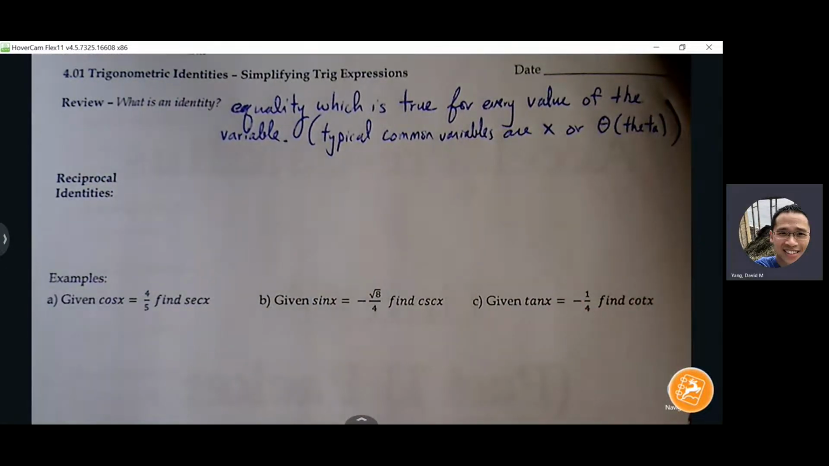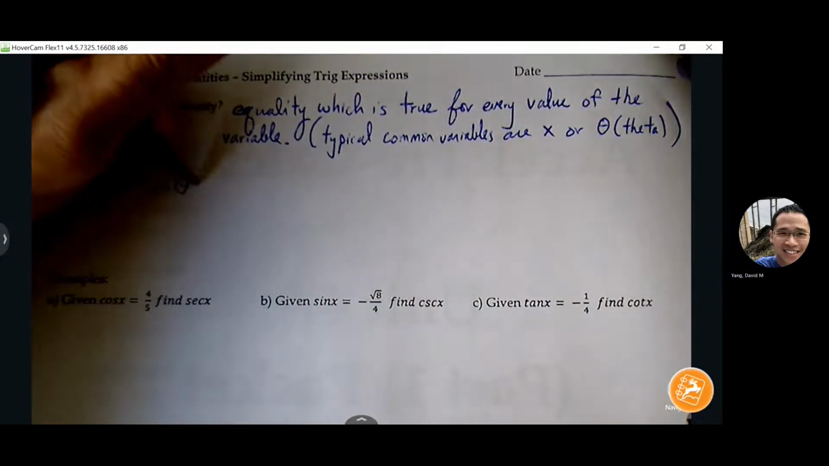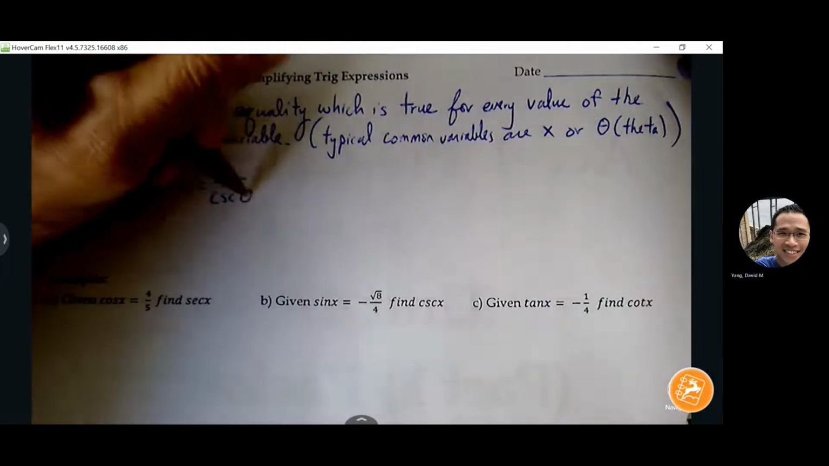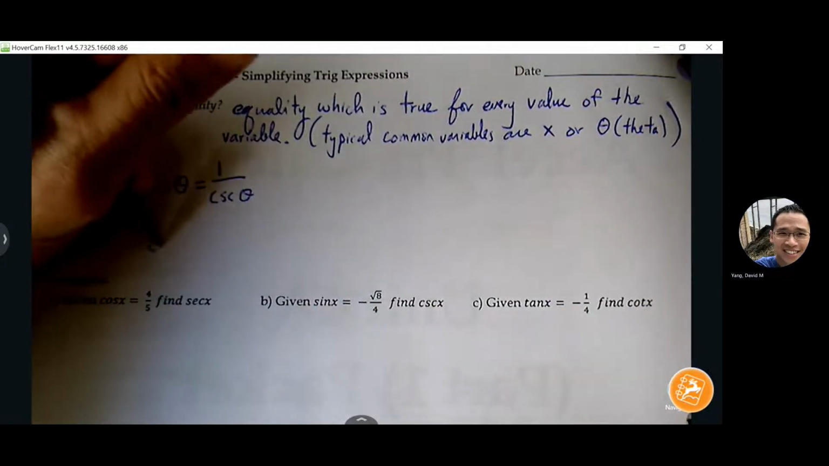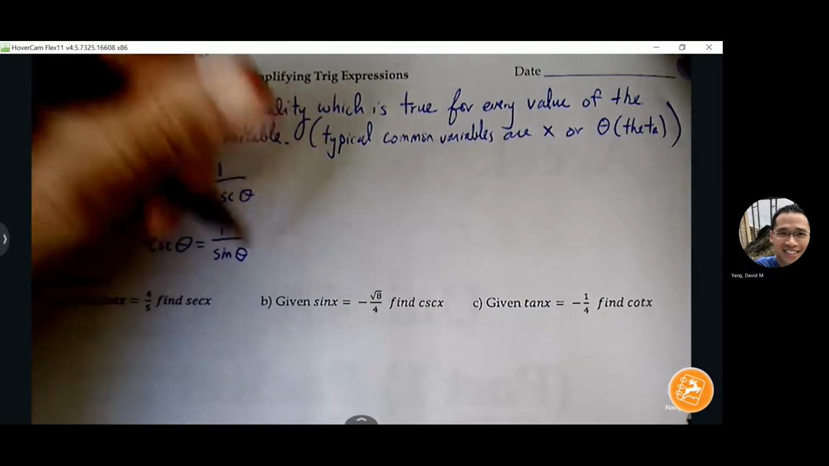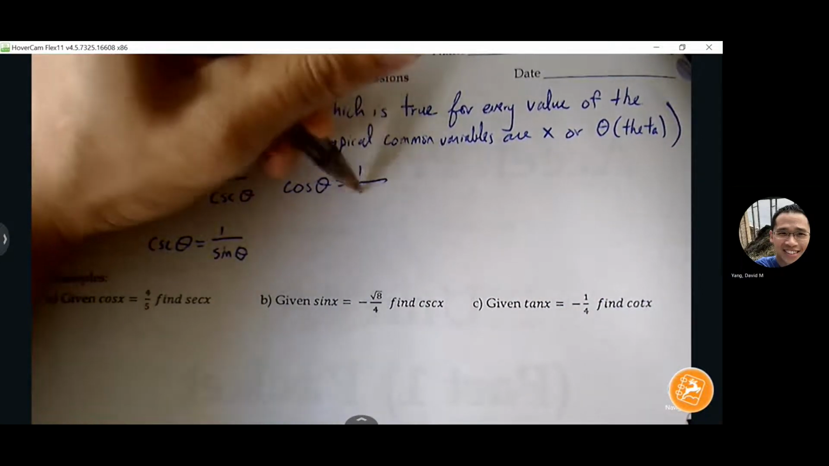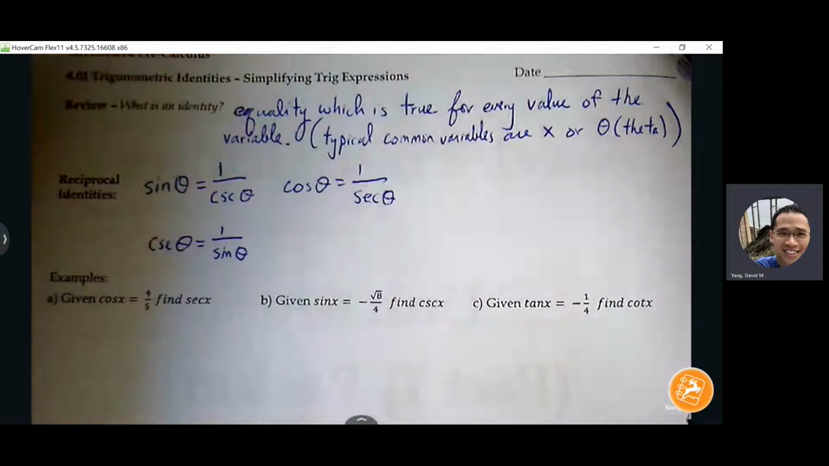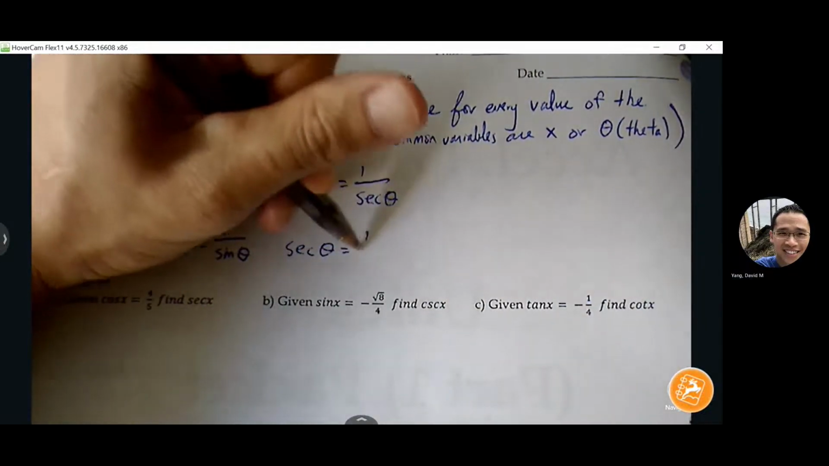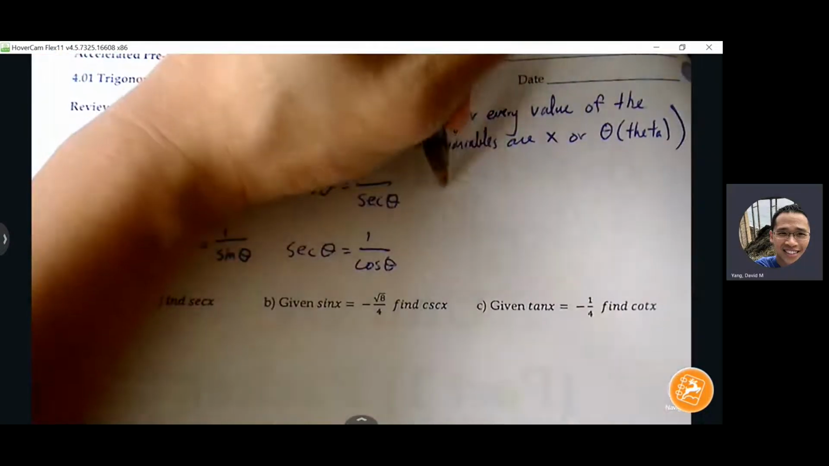Reciprocal identities, these are ones that you all recognize. Sine and cosecant are reciprocals of each other. Cosine and secant are reciprocals of each other. And then tangent and cotangent.